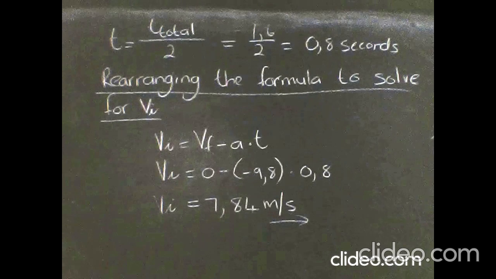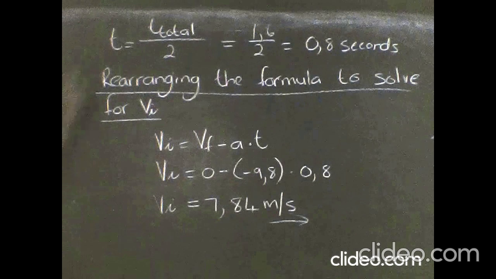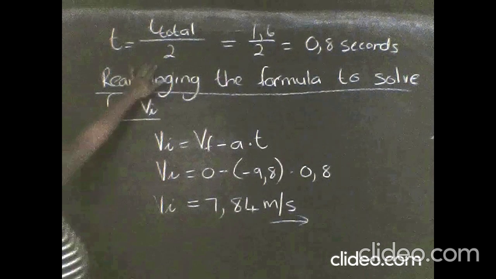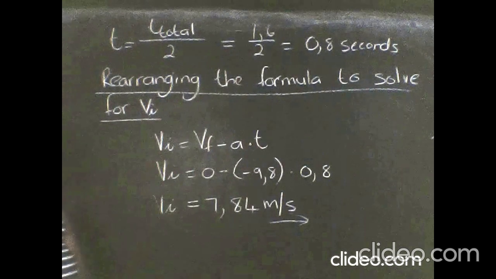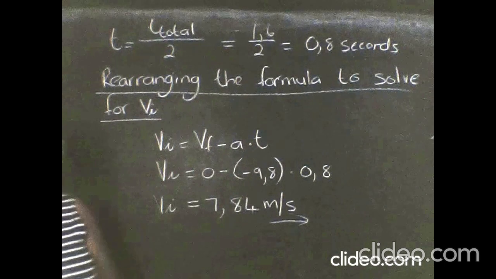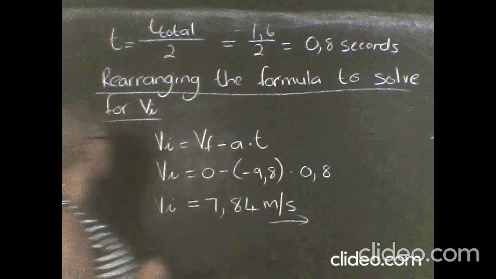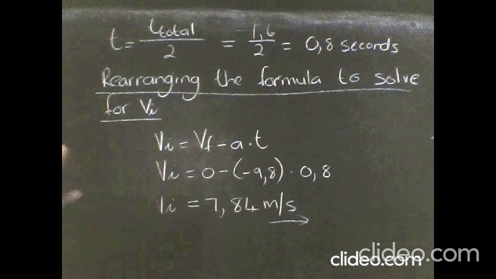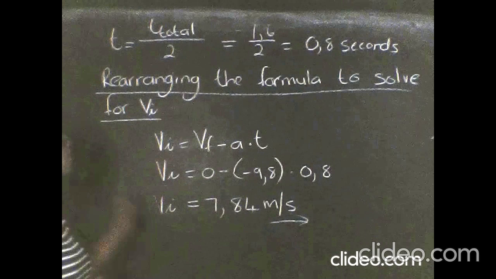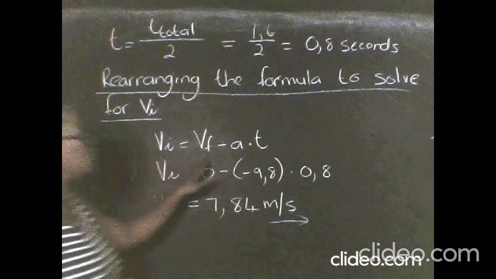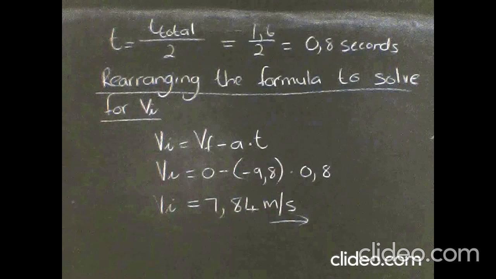So now we take the total time divided by 2, which is equal to 1,6 seconds, the total time, divided by 2, and that leaves us with 0,8 seconds. Now we will be rearranging the formula to solve the initial velocity. So initial velocity is equal to final velocity minus acceleration multiplied by the time.